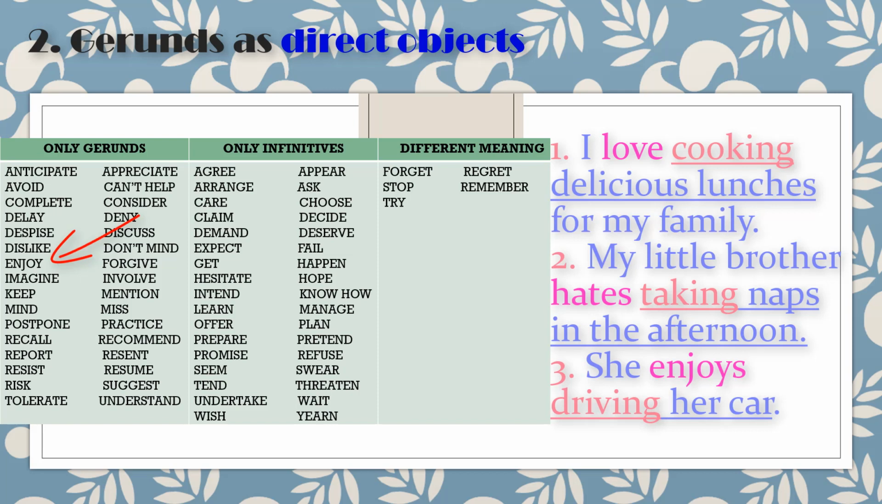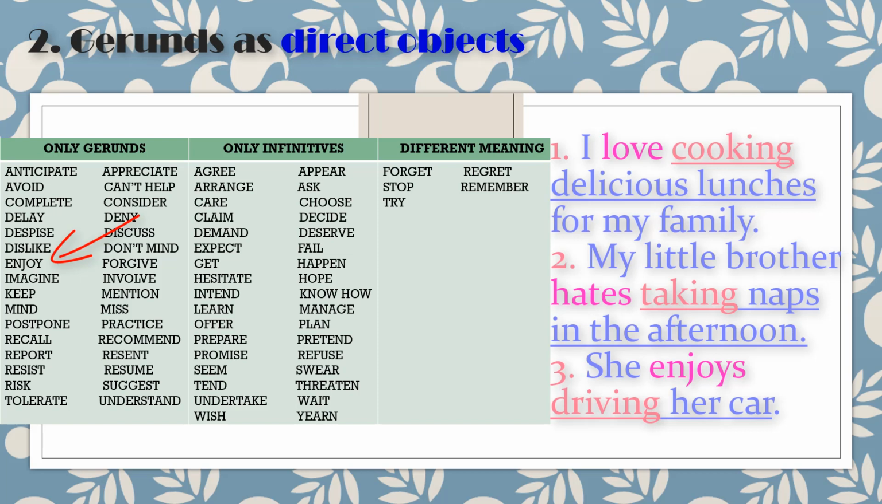If you were wondering what a direct object is, I'm sorry, it's a little difficult to explain, but we can identify it when we ask this question: what do you and the principal verb? Or what do I, or what do they, etc. First example, what do I love? I love cooking delicious lunches. Cooking delicious lunches is the direct object.